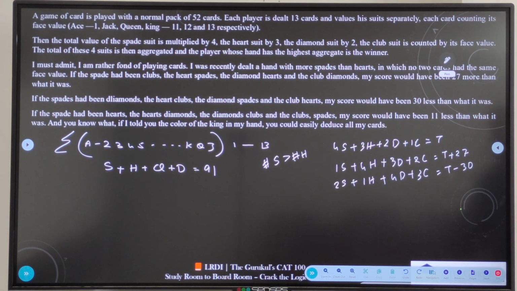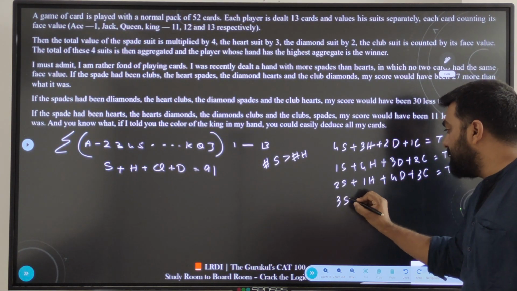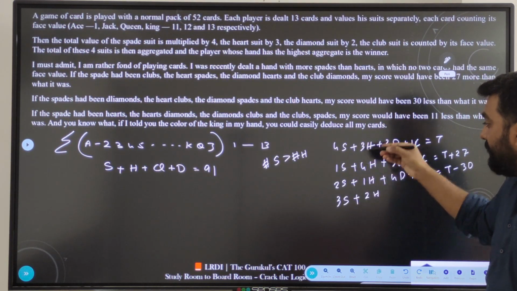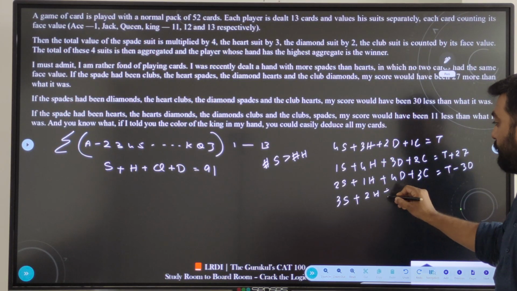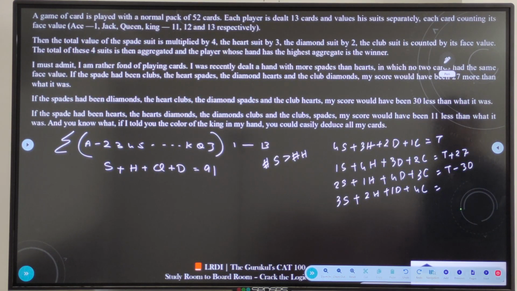Next, if the spades had been hearts, so if I am taking spades to hearts, that should become perfect. That should become 3s plus 2h. If you observe the pattern, 1 4 2 came, it should be 3. 3 4 1 came, it should be 2. 2 3 4 came, it should be 1d. This should be 4c, is equal to less by 11, t minus 11. Clear? Understand the patterns, because whenever you have lengthy equations, obviously they are using some patterns over here.